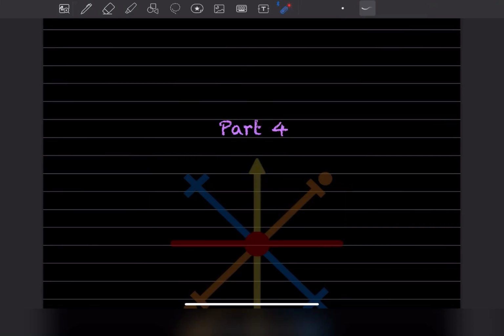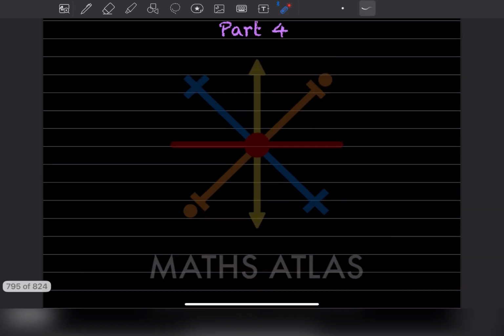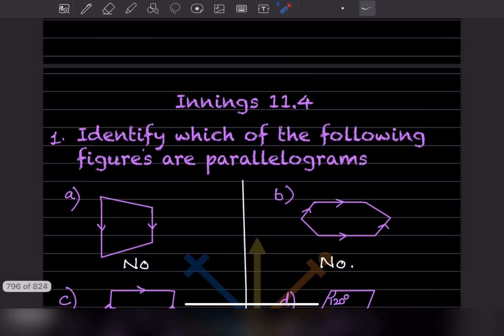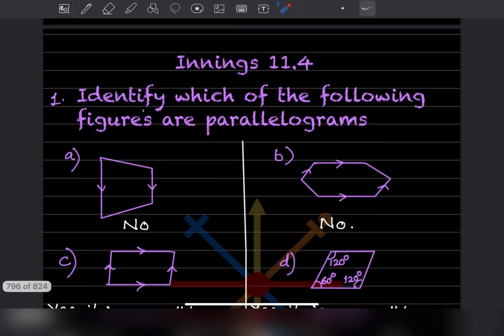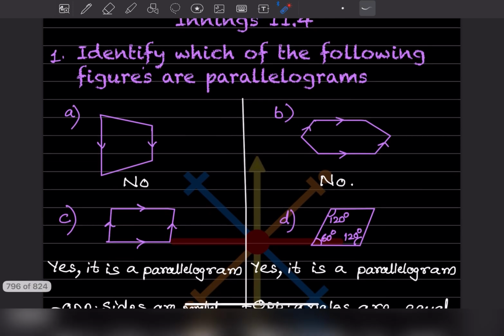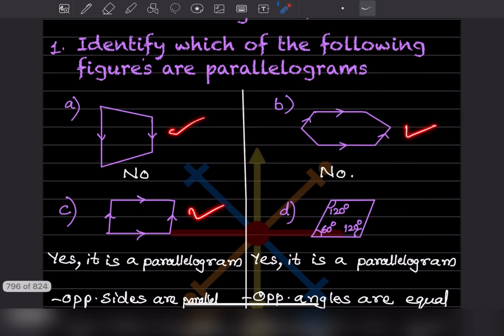So today we'll do part 4 of the topic understanding quadrilaterals. Already we have done some of the exercises, you can have a look at the previous videos. Now we'll start today with exercise 11.4. Here they said identify which of the following figures are parallelograms. So these are the figures given, and we have to say which are the parallelograms.